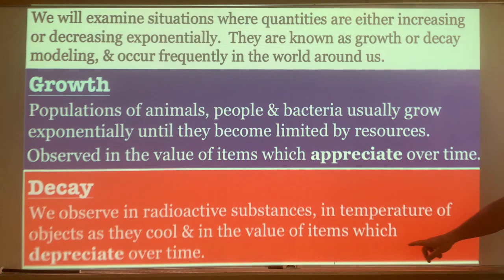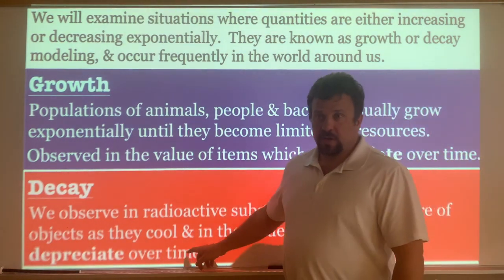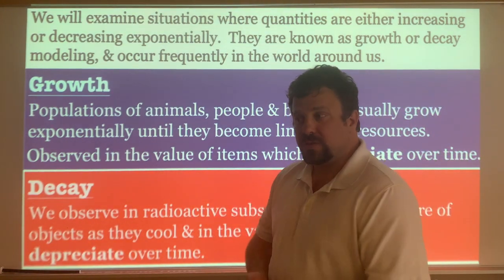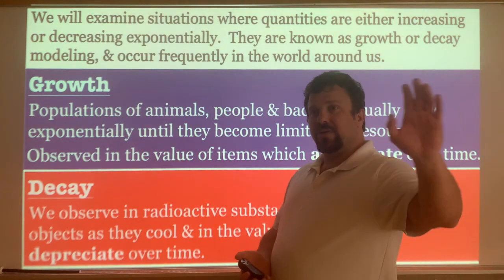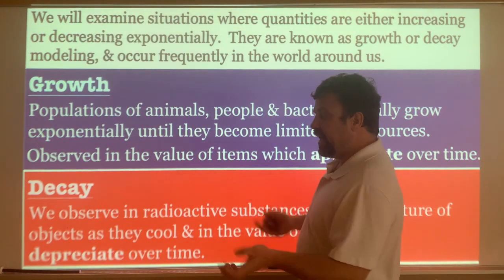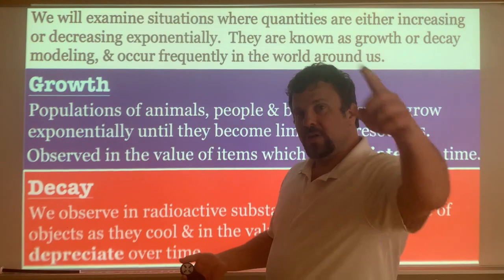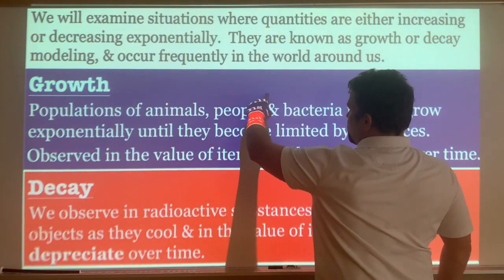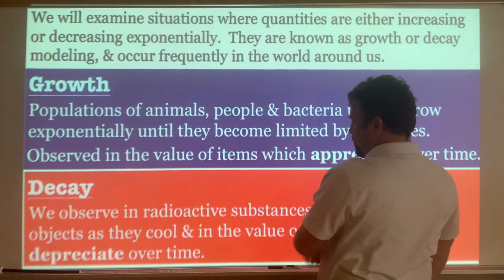Okay? Depreciate over time. That could be something like a car. You may buy a car for $40,000. After a year, that car is worth like $35,000. But after like 10 years, that car is worth like $3,000. So it starts off going, okay, just losing a little value, a little value, a little value, and then it's pretty much worthless.